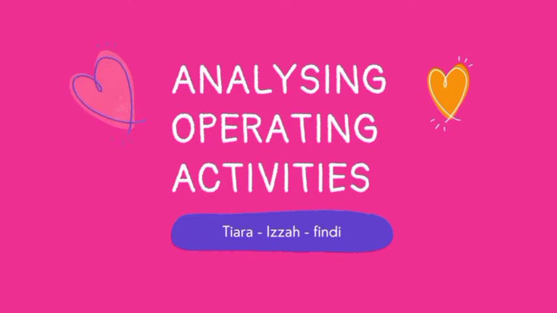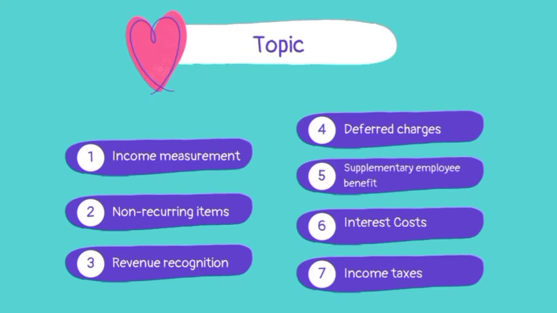We would like to talk about analyzing operating activities. Keep on watching! So now we have 7 topics. There are income measurement, non-recurring items, revenue recognition, deferred charge, supplementary employee benefit, interest costs, and the last is income taxes.